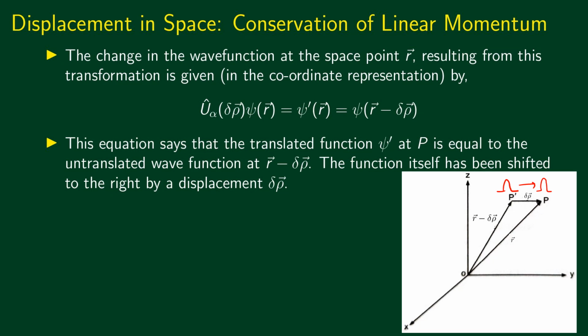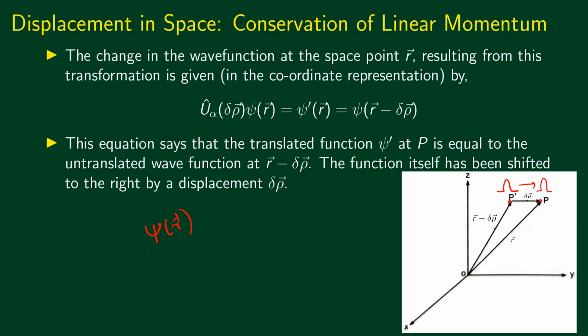But here we see that the value of the untranslated function at the point P prime is the same as the value of the translated function at the point P. You can think of the height of this particular waveform, for example. In other words, the value that the untranslated wave function psi of r vector assigns to the point P prime is the same as the value the translated wave function psi prime assigns to the point P.